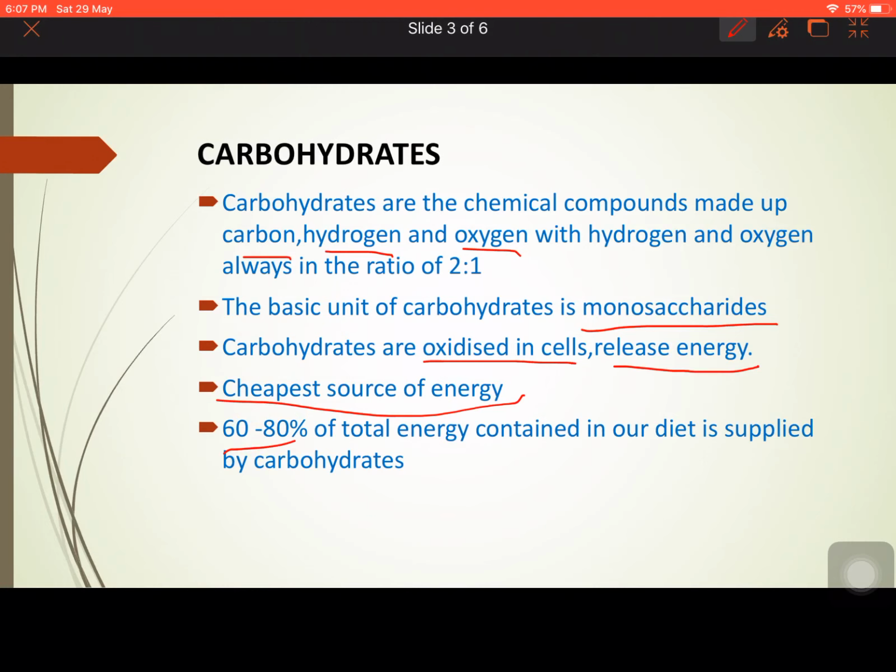Rather, 60 to 80% of the total energy in our diet is supplied by carbohydrates. And I have already told that it is the cheapest source of energy. Fats are also sources of energy, but they are the richest source of energy. Now, let us move on to the next slide and concentrate on the types of carbohydrates.